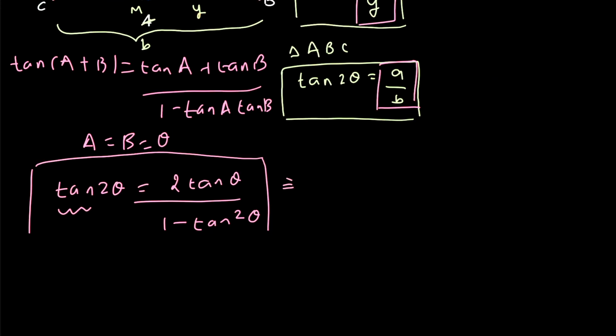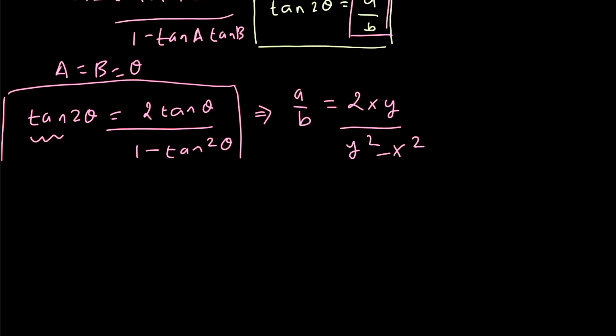So doing that over here will give me a upon b equals 2 times x upon y upon 1 minus x square upon y square. Simplifying the right hand side, we will finally get 2 times x times y divided by y square minus x square. So now doing the cross multiplication and a little adjustment will finally give me a y square minus 2 times b x y minus a x square equals 0.